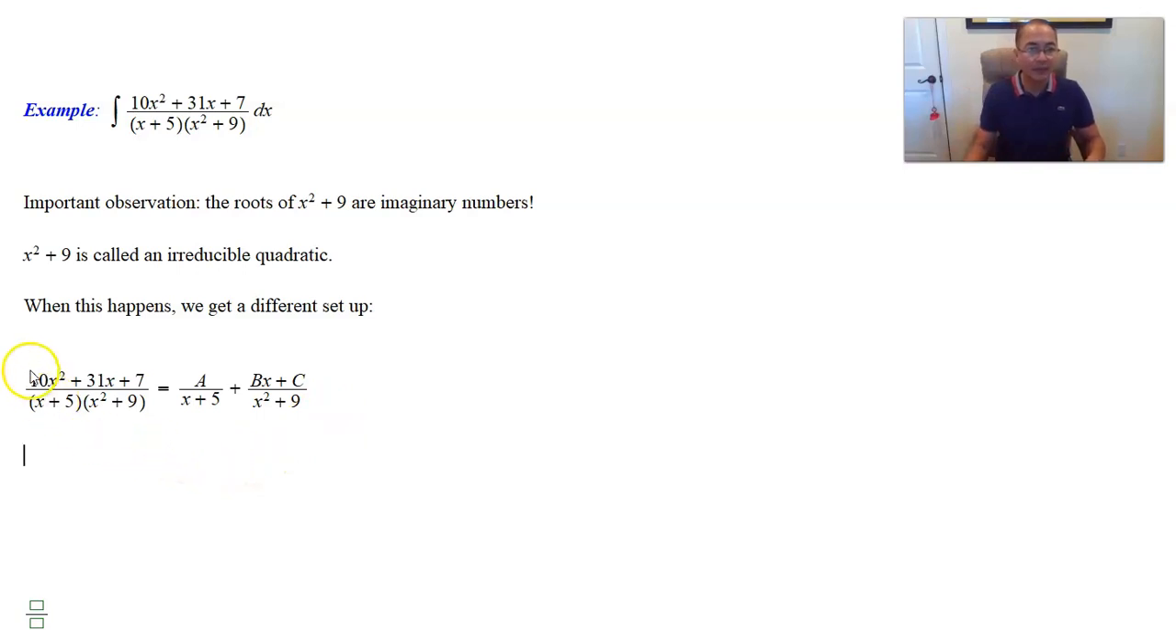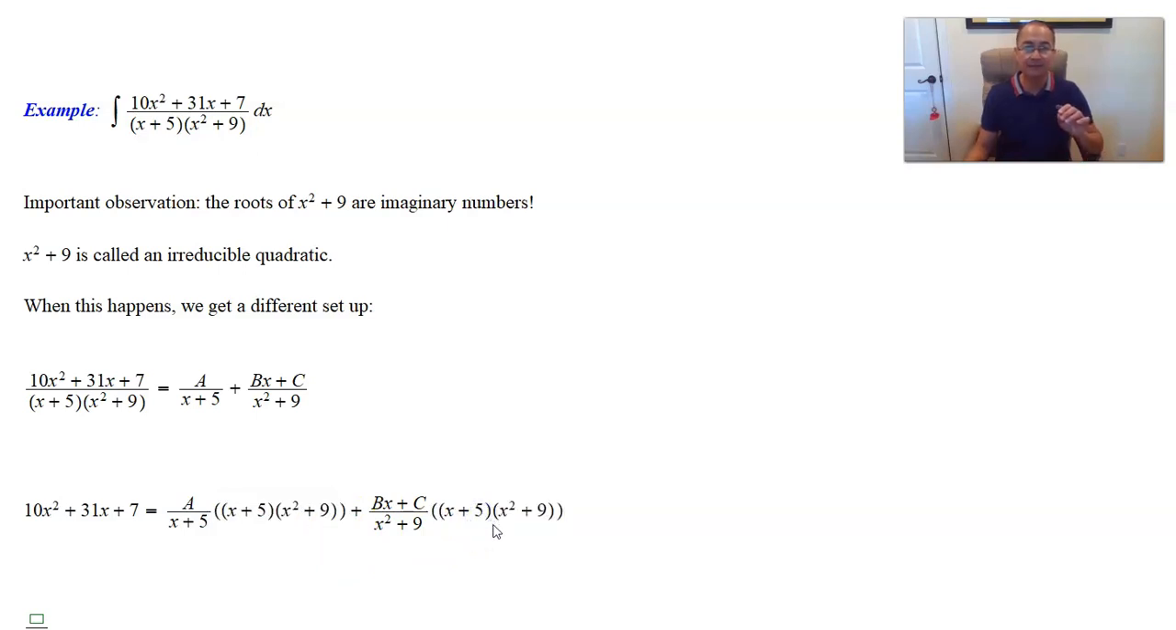Okay, so clearing the denominators equals. Okay, so maybe this time, let's slowly do this. So each term gets x plus 5, x squared plus 9, okay? First term and the second term. Okay, let's do it slowly.